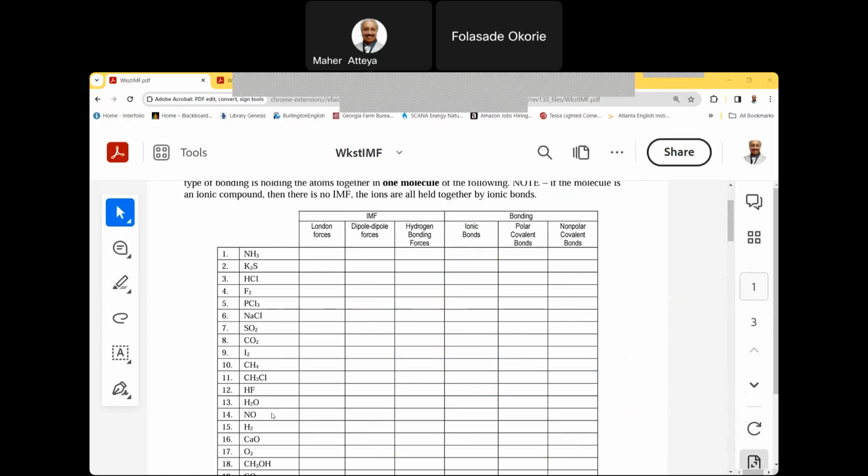Number 11. Okay. What you have to do first, we said you have to put CL in the middle. CL, 4, 5, it's 7, and then you have hydrogen has only 1. Hydrogen is 1.